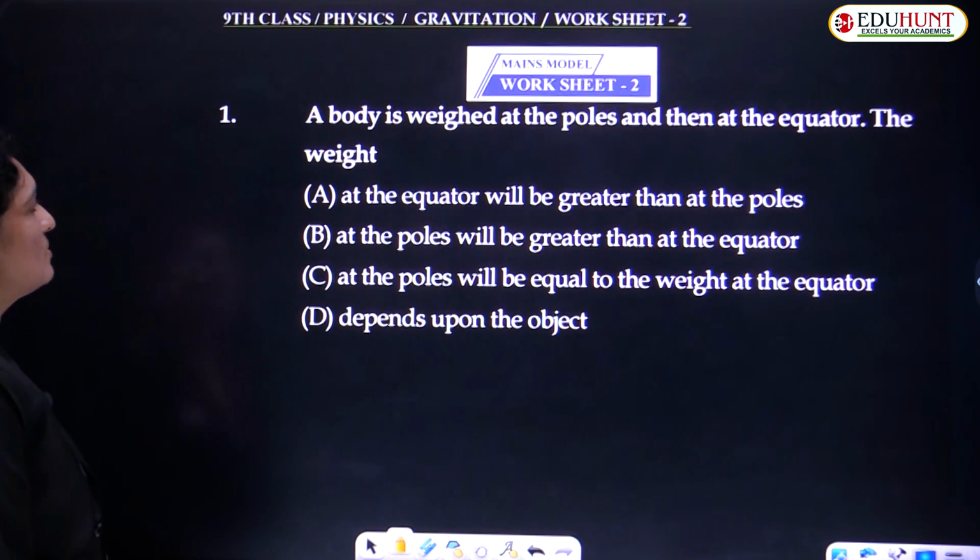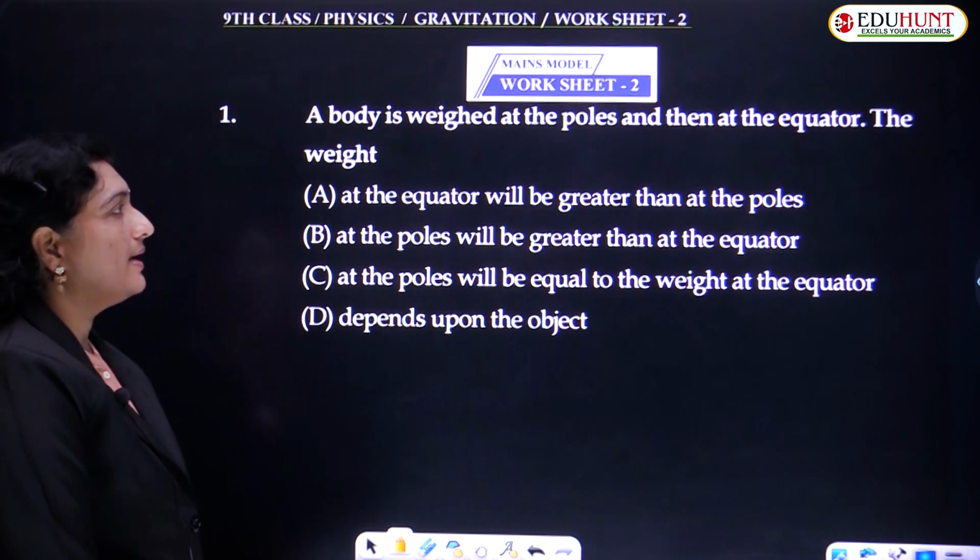Hello children, welcome back. Now let us start with worksheet number 2 of gravitation. So let us move with the first question. A body is weighed at the poles and then at the equator.